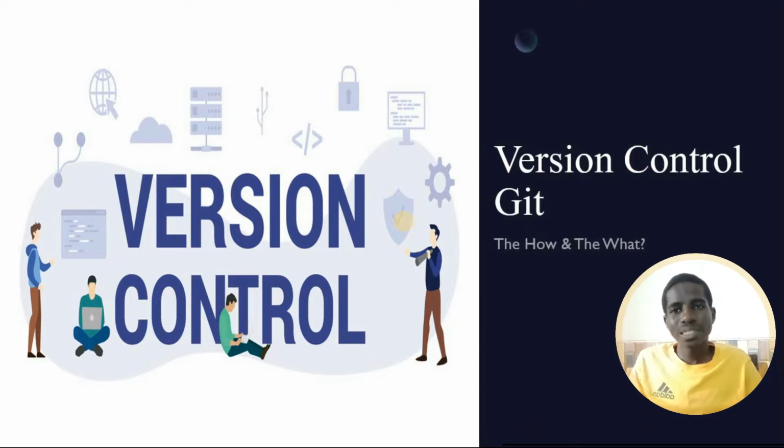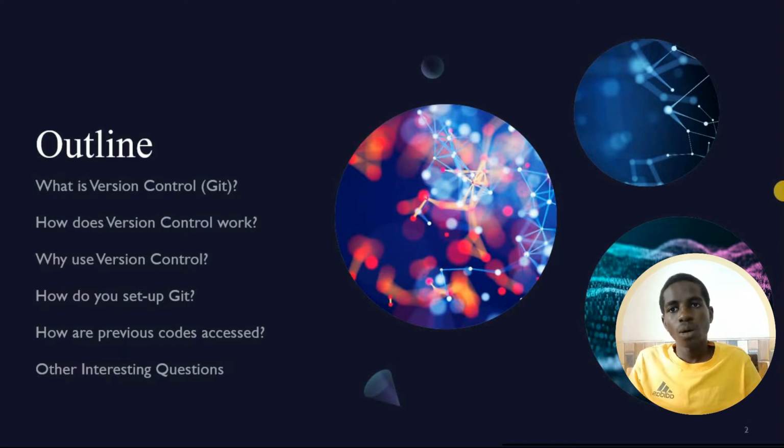Today we are here to talk about version control, specifically Git. But before we know what Git is, let's have a general idea about what version control is. So we are going to find out what version control is and why we use it, before we check how to set up Git and how to use it as well. We'll also go through some frequently asked questions about version control.